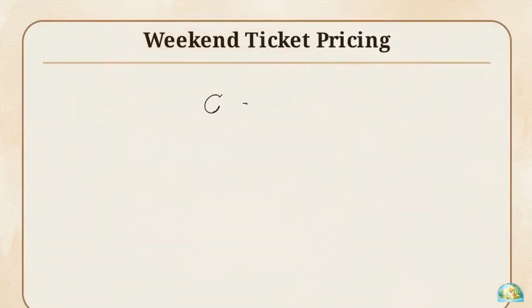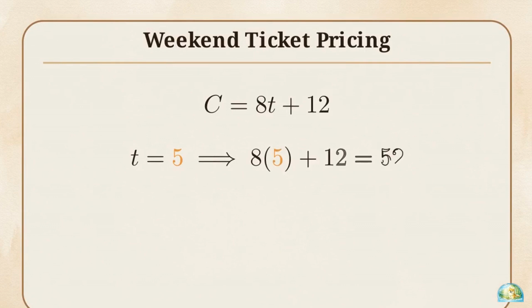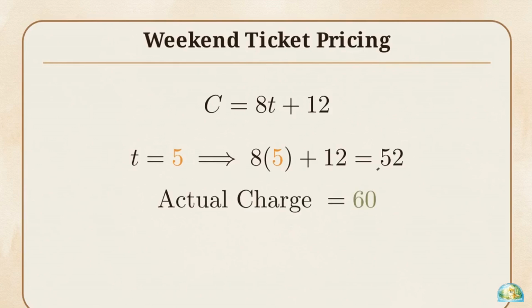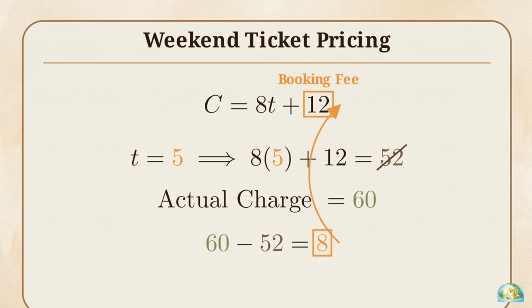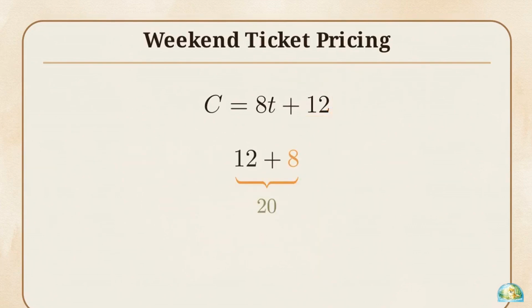Let's return to our original ticket model, c equals 8t plus 12. For 5 tickets, this predicts a total of $52, but the museum actually charged $60. The model fails on weekends because the booking fee is higher. We compare our prediction of 52 with the real charge of 60. The difference of $8 comes from that higher weekend booking fee. 12 plus 8 equals 20.